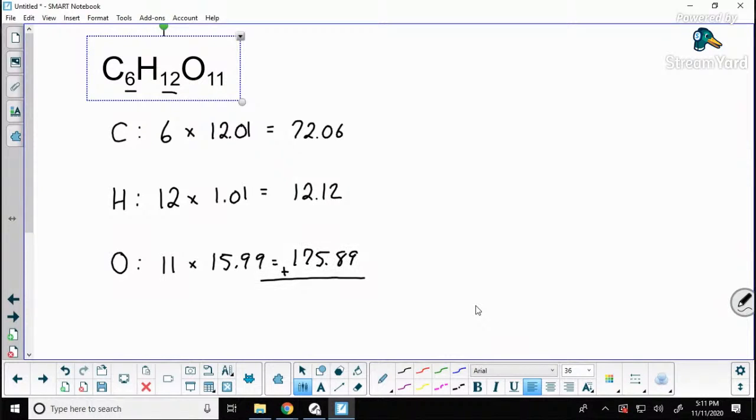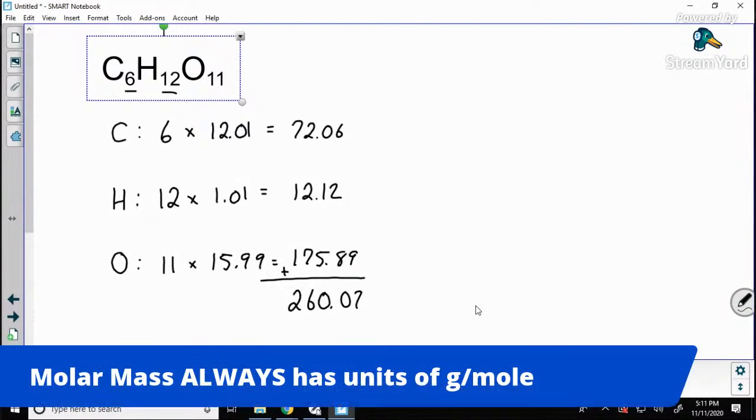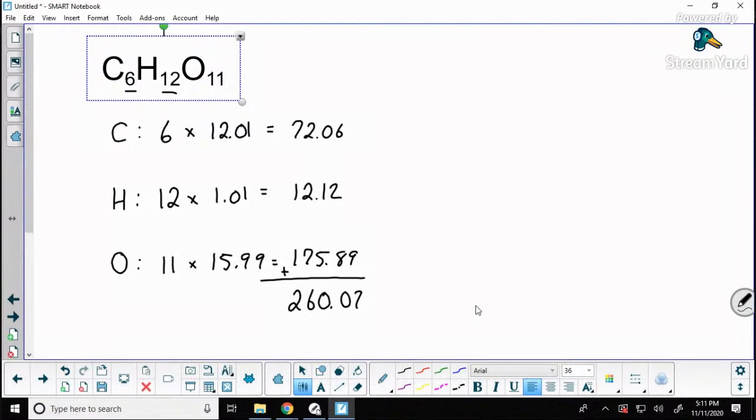Lastly, we would add these up. So 72.06 plus 12.12 plus 175.89. When you do that, you would get 260.07. And then because it's molar mass, and remember, molar mass always has units of grams per mole, we would simply put gram per mole, and that is the molar mass of C6H12O11.